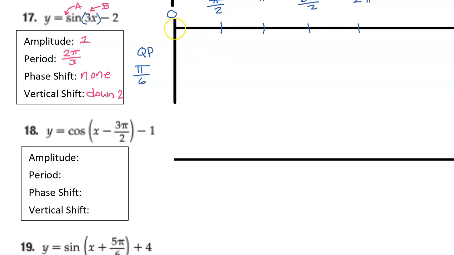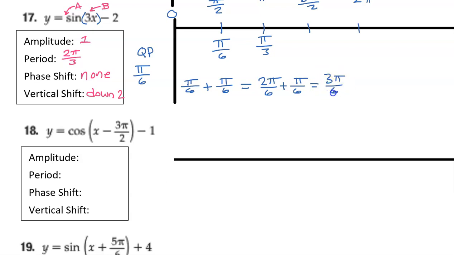So if I take 0 and I add a quarter period, if I add pi over 6, then of course I'm going to get pi over 6 for this first mark. Now, I'm going to keep adding quarter periods. So if I take this pi over 6 and I add another pi over 6, that's going to give me 2 pi over 6. But that reduces down to pi over 3. What if I add another pi over 6? Well, that'll give me 3 pi over 6. And then that reduces down to pi over 2.